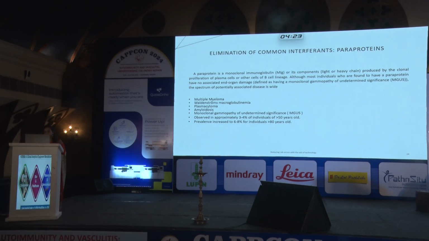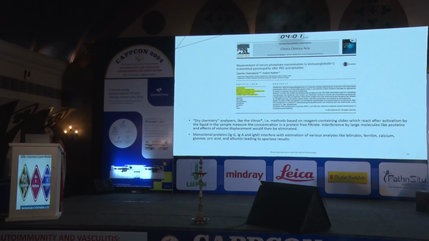Again, another important advantage is elimination of paraproteins. Paraproteins are monoclonal immunoglobulins or its components produced by the clonal proliferation of plasma cells or other cells of B cell lineage. As paraproteins are of large molecular weight, hence they can cause interference in various assays. So these paraproteins are trapped in the layer and it prevents their interference in the further assays.